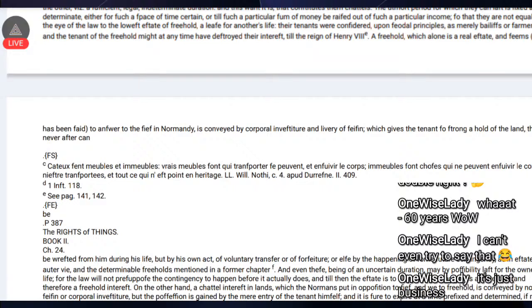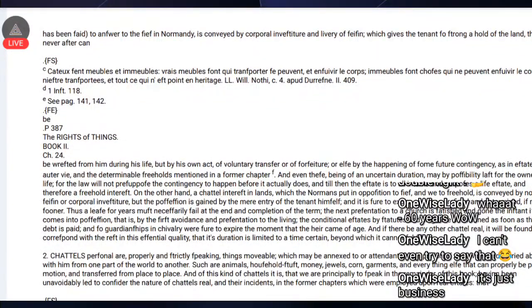A freehold, which alone is a real estate, and seems, as has been said, to answer to the fief in Normandy, is conveyed by a corporal investiture and livery of seisin, which gives a tenant so strong a hold of the land that it never after can be wrested from him during his life, but by his own act of voluntary transfer or of forfeiture, or else by the happening of some future contingency, as in estates pur autre vie, cestui que vie, and the determinable freeholds mentioned in a former chapter.